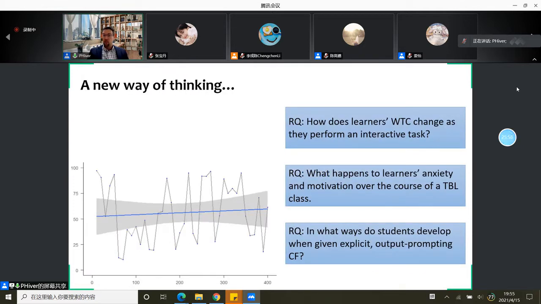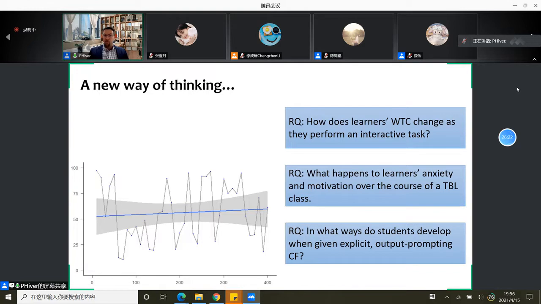But if we take a new way of thinking, it provides new insights in two ways. First, the types of research questions that we can ask are completely different. And the second way is the types of evidence that we collect and the types of results and the answers that we achieve are also completely new.